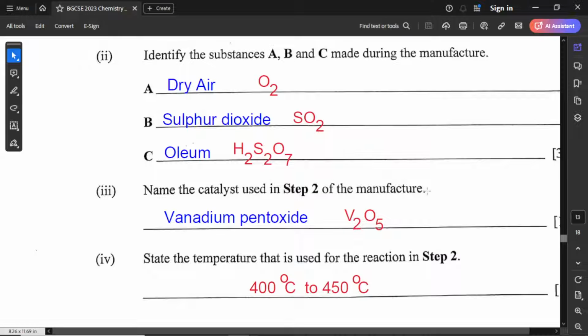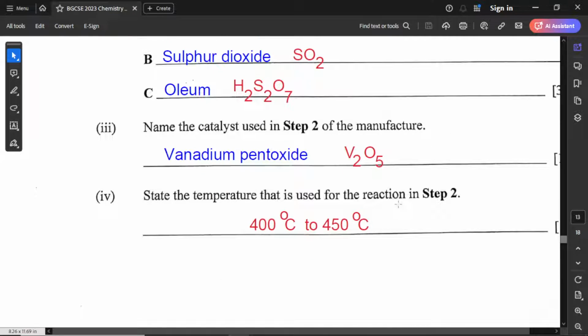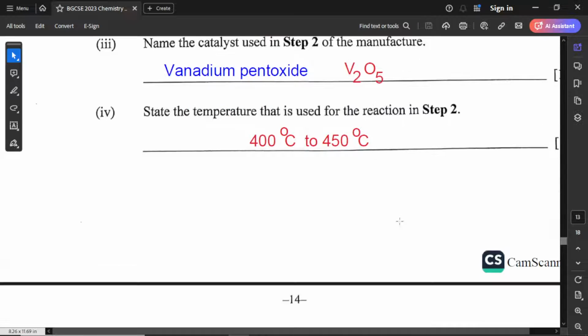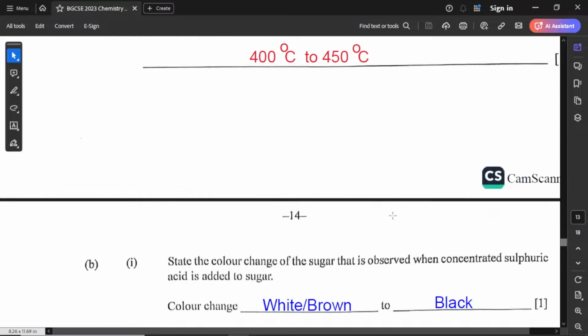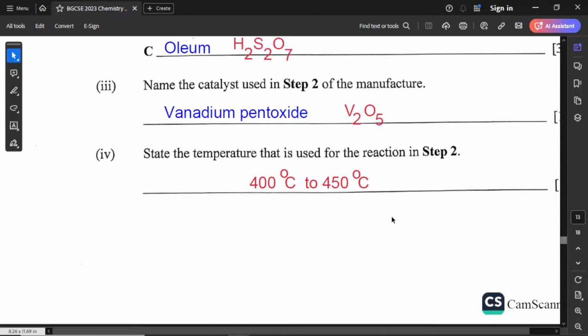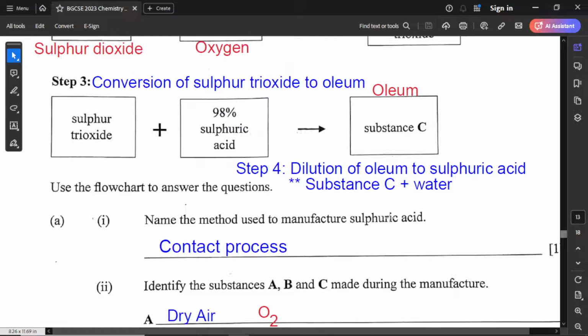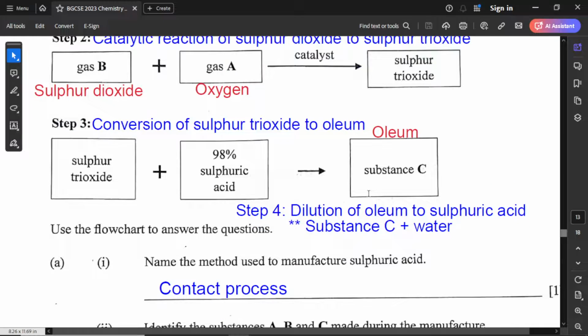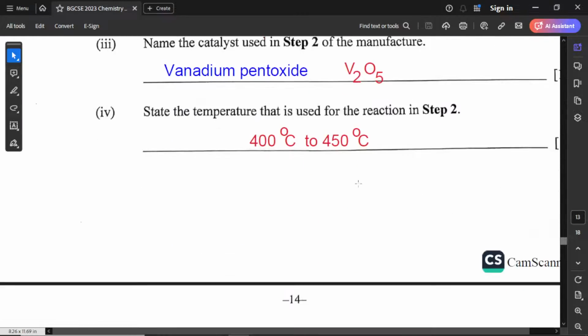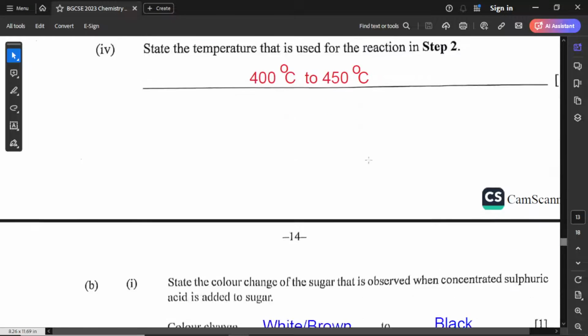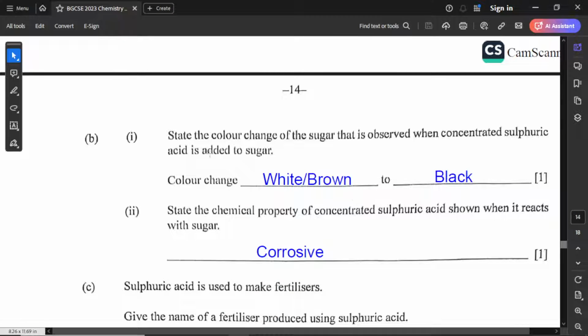And here they said name the catalyst used in step 2 of the manufacture. And so we have vanadium pentoxide, which is V2O5. Then it says state the temperature that is used for the reaction in step 2, and that is ranging from about 400 degrees Celsius to 450 degrees Celsius. So that's a lot of heat, and that's why sulfuric acid is also expensive, because a lot of heat is required. So notice most of these things require a lot of heat energy. If they should ask you, sulfuric acid production requires a lot of heat. So it's about 4 times the temperature of boiling water.